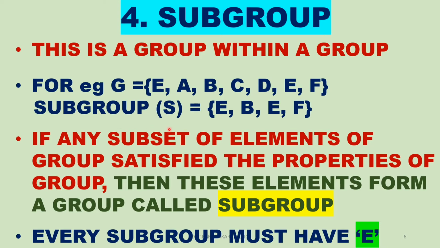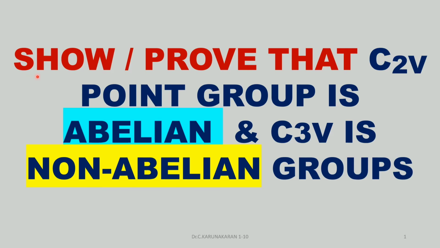Or in other words, if any subset of elements of the group satisfies or obeys the properties of groups, then this subset of elements forms a group called subgroup. Every subgroup must include the identity element operation. Show, or prove, that C2V point group is an abelian point group, whereas C3V is a non-abelian point group.